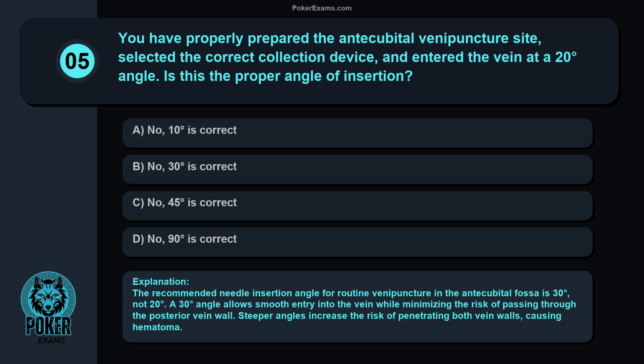The recommended needle insertion angle for routine venipuncture in the antecubital fossa is 30 degrees, not 20 degrees. A 30 degrees angle allows smooth entry into the vein while minimizing the risk of passing through the posterior vein wall. Steeper angles increase the risk of penetrating both vein walls, causing hematoma.